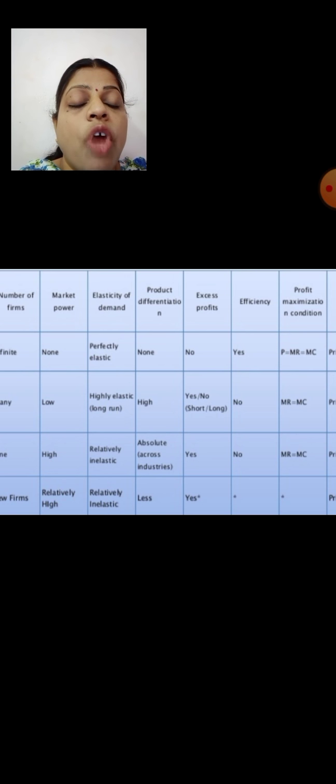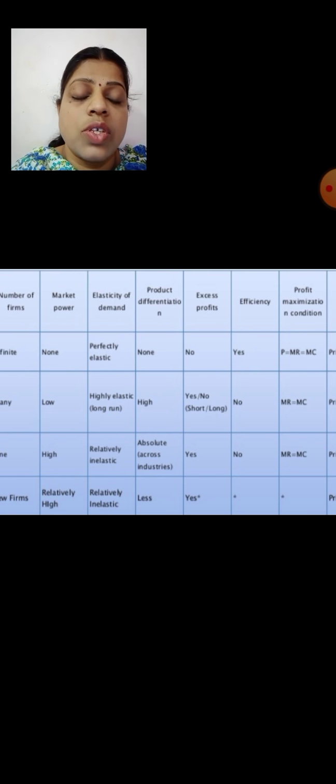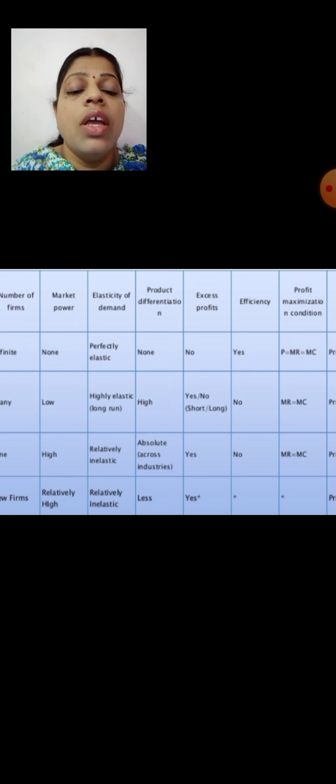Then what are the profit maximizing conditions? I told you in my previous modules, I have explained the determination of prices and profits. In the perfectly competitive market, the profit is maximized when P equals MR equals MC. That means where price exactly equals the marginal revenue, which exactly equals the marginal cost. This is the profit maximizing condition of the perfectly competitive market.